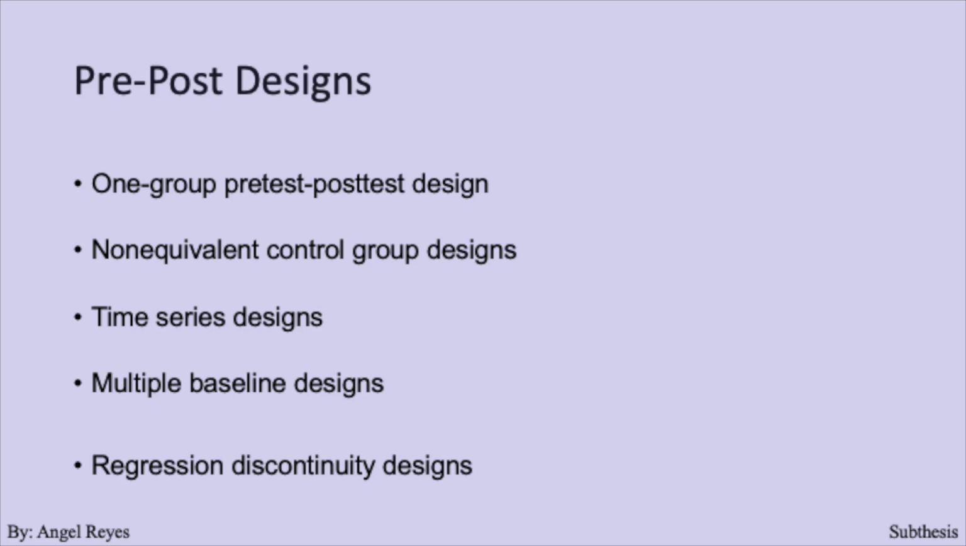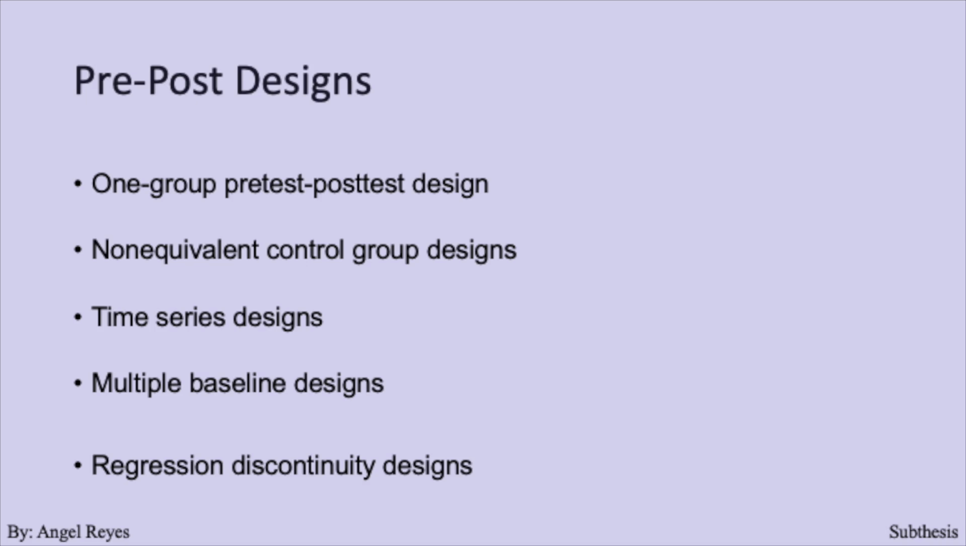Multiple baseline designs stagger intervention implementation across different groups or settings, providing internal replication. Regression discontinuity designs assign participants to conditions based on a cutoff score, approximating randomization for those near the threshold. Each design addresses different research needs and constraints, with varying levels of control over threats to validity.